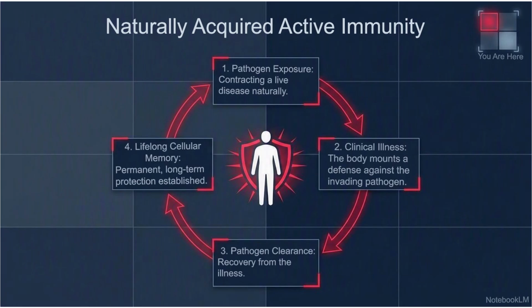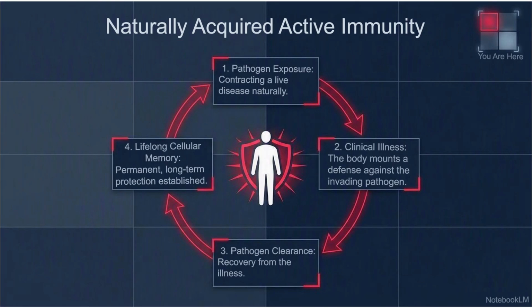Next comes pathogen clearance. As your adaptive response finally identifies the specific invader, produces specific antibodies, and eliminates it, that's recovery. An antigen is any recognizable piece of a pathogen, often a protein or other surface molecule that immune cells can detect. An antibody is a Y-shaped protein that binds to that antigen. But the most important step is the last one, lifelong cellular memory. Your body doesn't win the battle and forget it. It files away a permanent record of that pathogen.